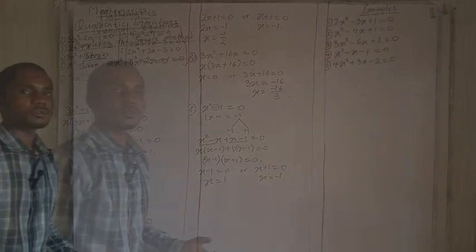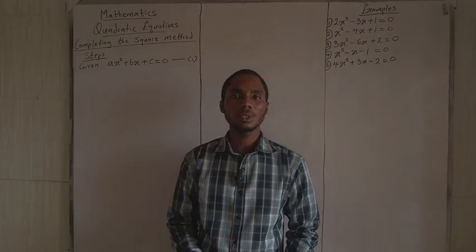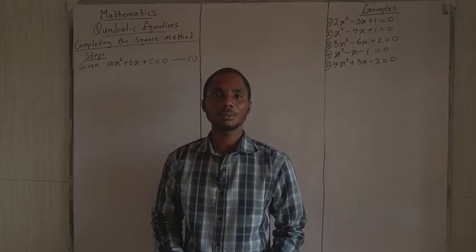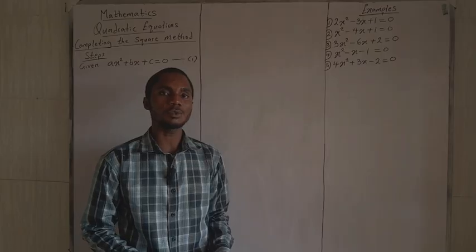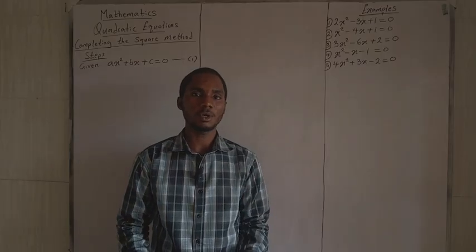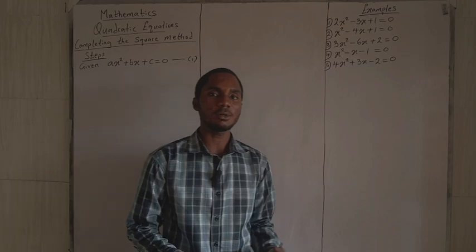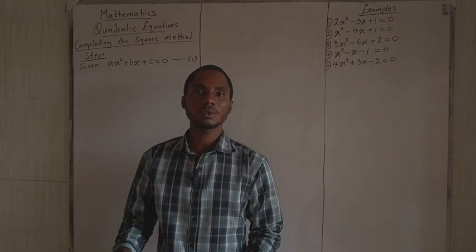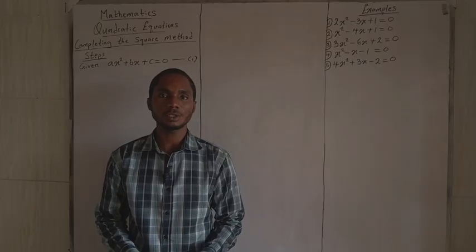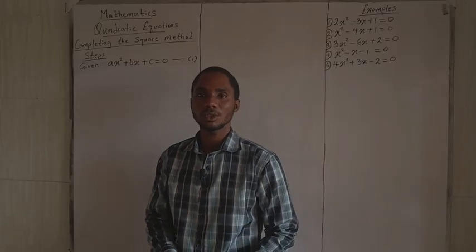The next method of solving quadratic equation is by completing the square. Why do we need this method? We need this method because solving quadratic equation by factorization is only limited to when we can find a pair of factors of AC that sum to B. If we cannot find the pair of factors of AC that sum to B, that means we cannot solve the given quadratic equation by factorization. But this method right here can solve any form of quadratic equation.